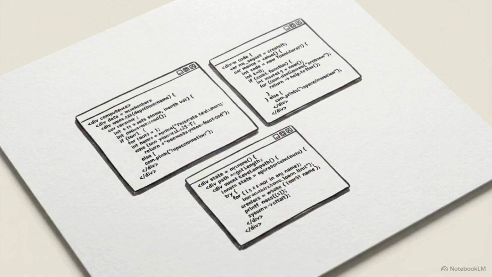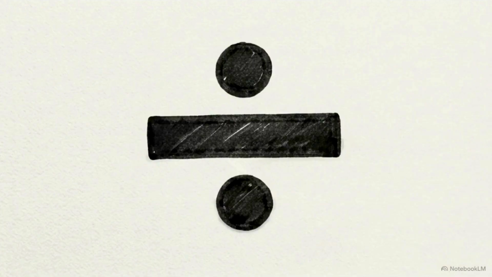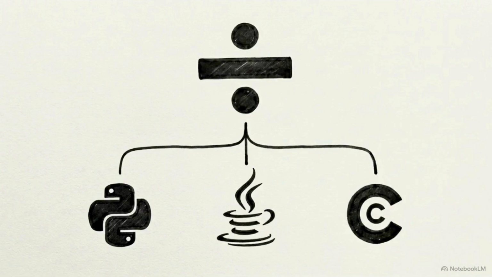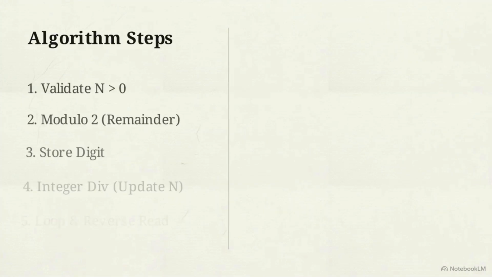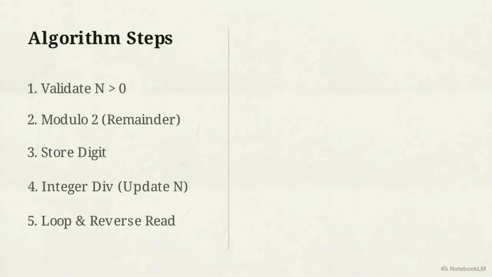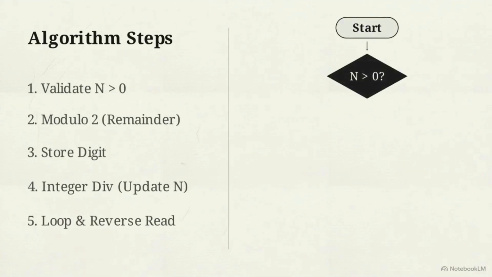Programming languages have very different syntax rules, but this underlying mathematical logic for base conversion remains exactly the same whether you're writing in Python, Java, or C. This brings us to a clear set of algorithm steps. Step 1 is simply our starting gate. We take our original number and verify that it is strictly greater than 0. If it is, we proceed.